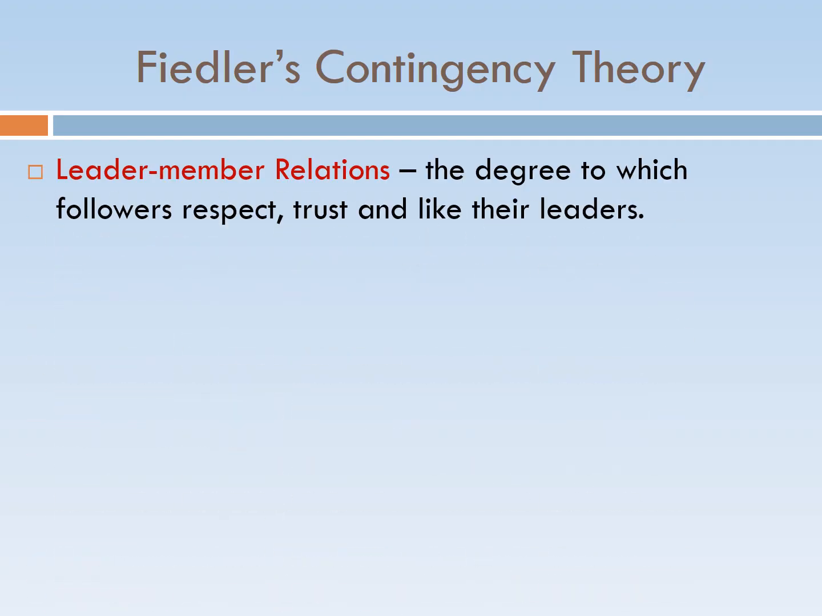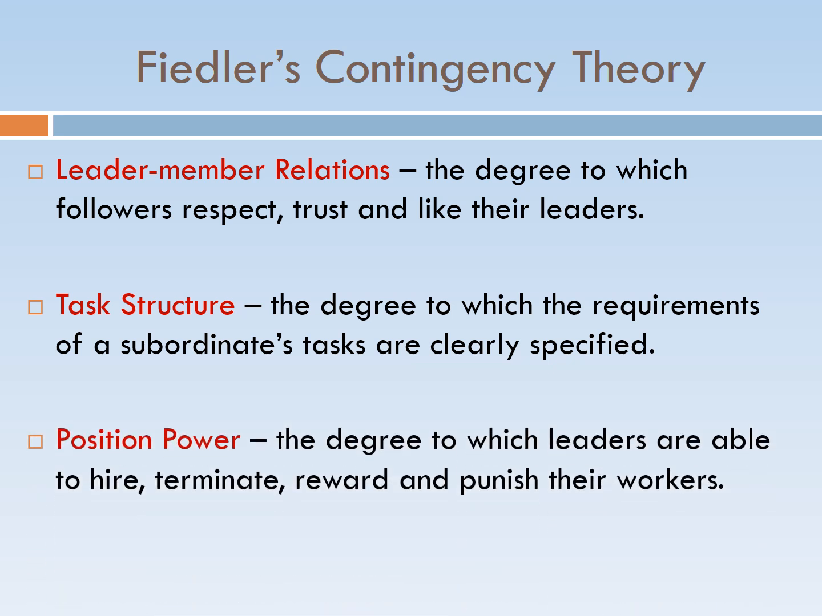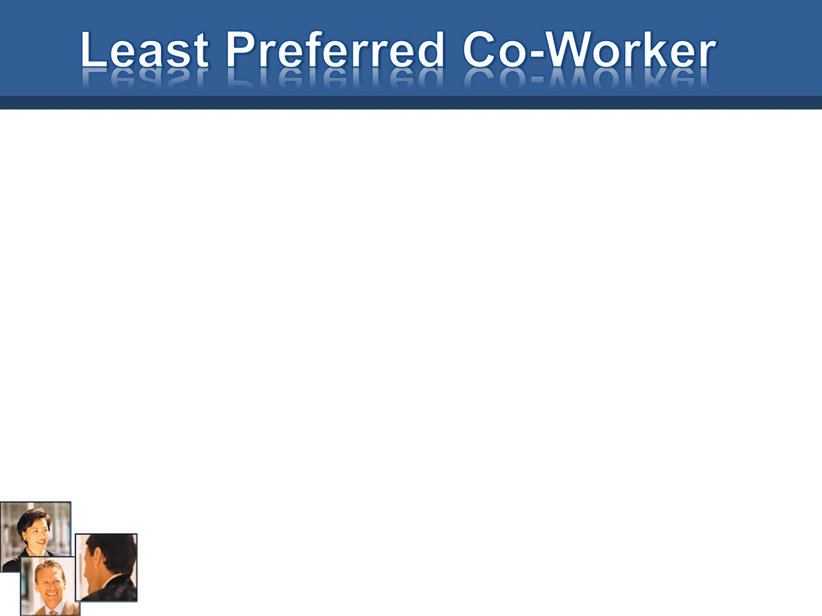Leader-member relationships are the degree to which the followers respect, trust, and like their leader. The task structure is the degree to which the requirements of subordinate tasks are clearly specified. And the position power is the degree to which the leaders are able to hire, terminate, reward, and punish their workers. We're now going to look at the least preferred coworker.